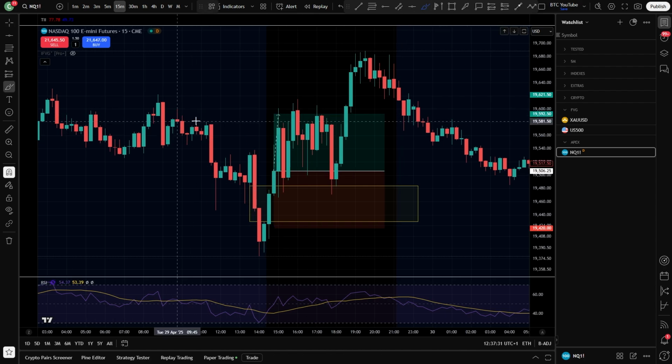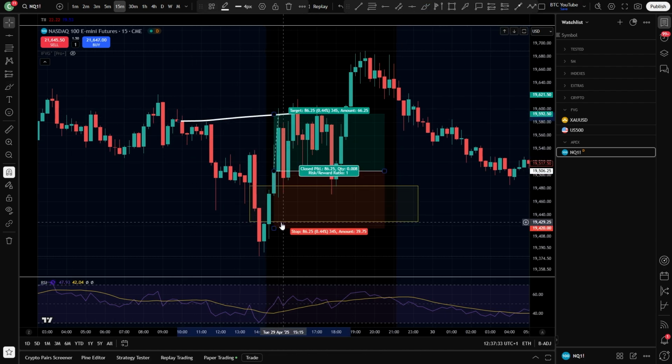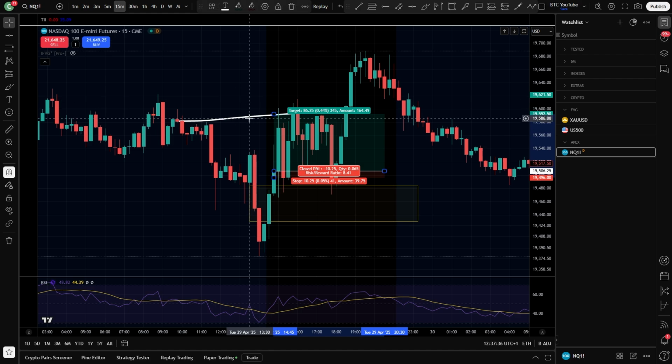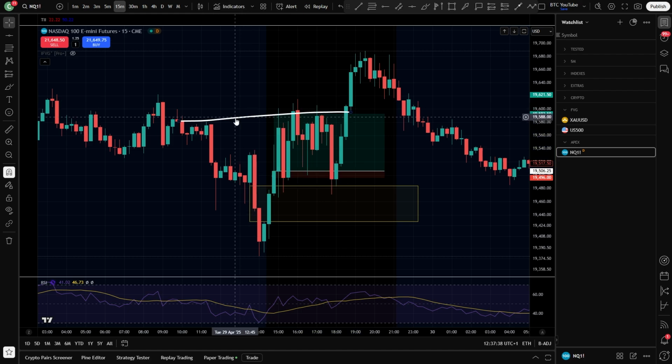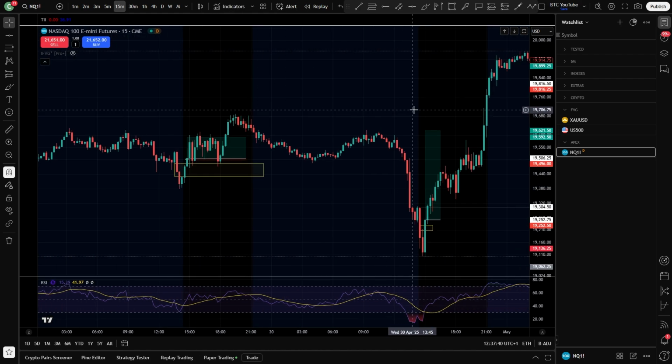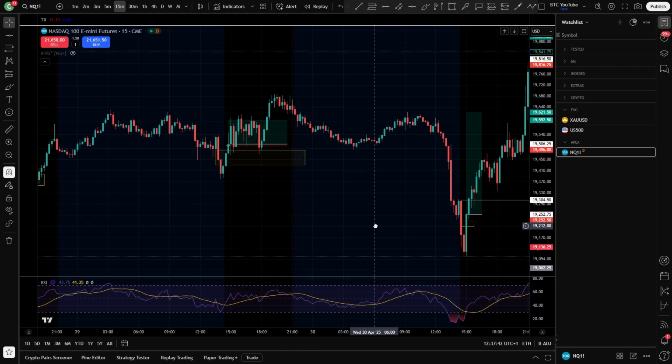I probably would have gone to break even after hitting this liquidity level if I'd have taken this, which would have meant it was a 1R and a break even rather than all my runners getting stopped out, but that's fine. You can see all across the market here loads of good trades.